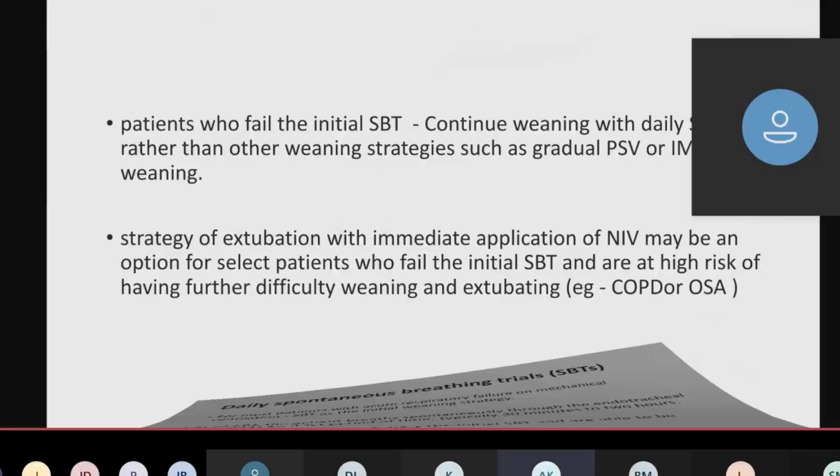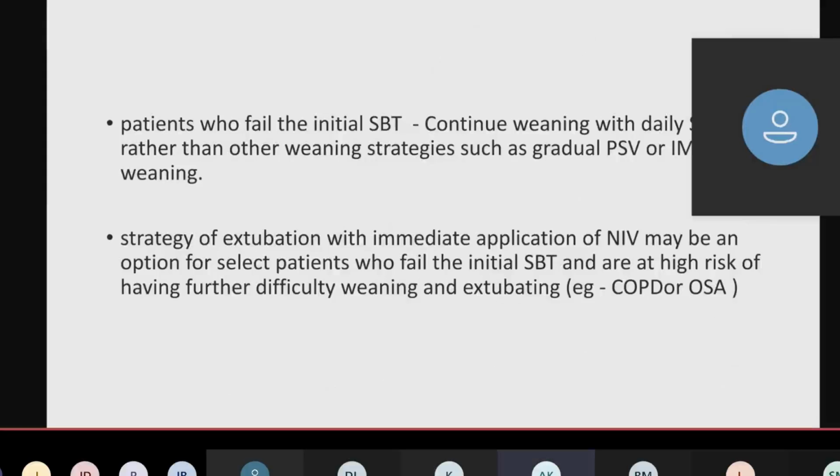So what do you do? What will happen if the patient fails the initial SBT? So all the patients who undergo initial SBT will not pass. At least 20 to 30% of patients will fail the initial SBT. So what you have to do is continue the weaning with daily SBT, preferably CPAP with pressure support rather than SIMV mode. This is all by the randomized trials that have happened.